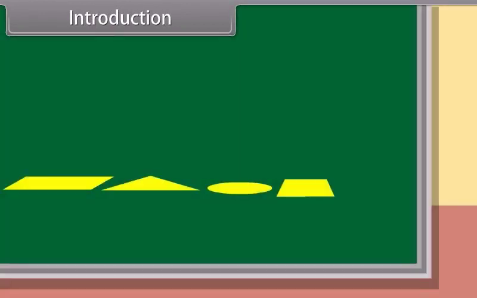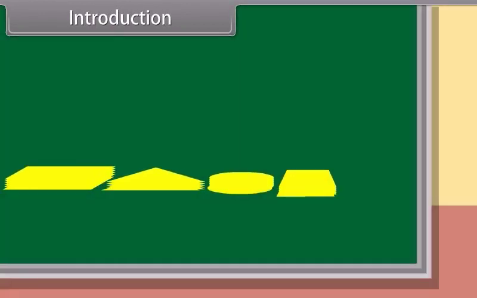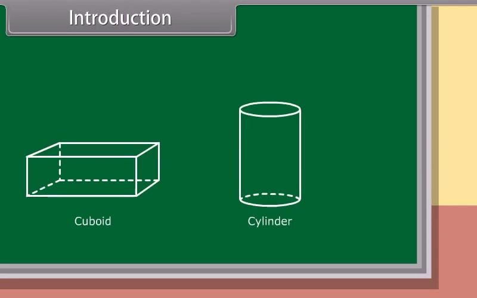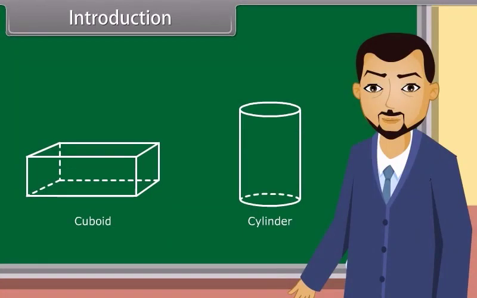If we cut out these plane figures of the same shape and size from the cardboard sheet and stack them up in a vertical pile, we shall obtain some solid figures such as a cuboid, a cylinder, etc.